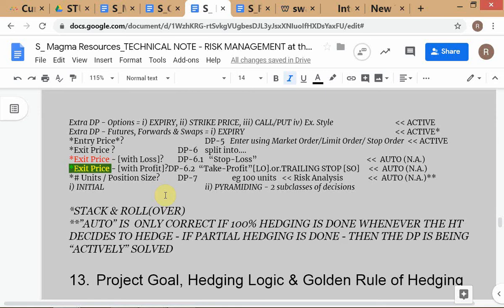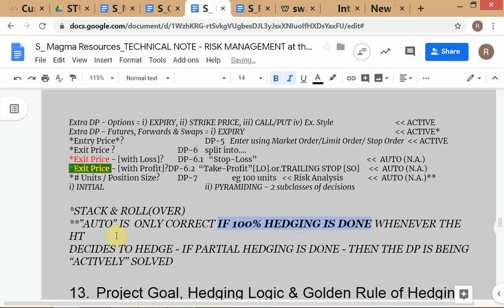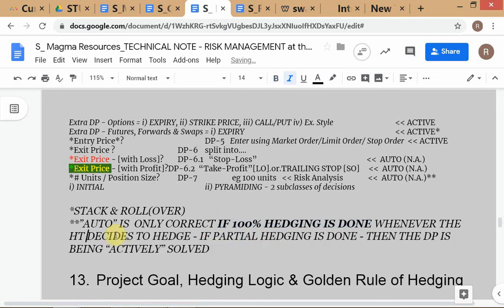Because if you have a system where you're allowed to do partial hedging, then what is partial? I mean, 10%, 15%, 25%, 35%. That is all up to the discretion of the hedging team. And so therefore, we must say it is being actively solved because they're actively choosing to decide some percentage. 10%, 35%, 85% could be all kinds of choices. Are you clear? Is it clear why I'm saying this? So it is auto, but it could also be active depending on whether or not the policy talks about 100% hedging or not. If the policy allows you to do partial hedging, then the answer is active.